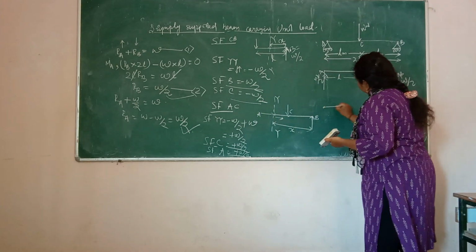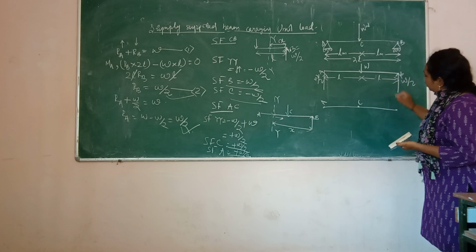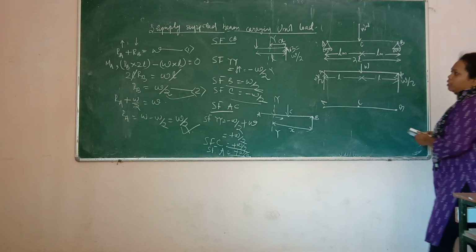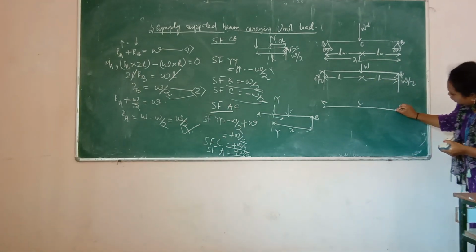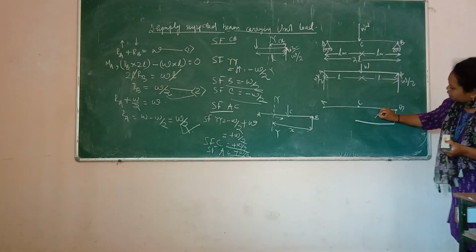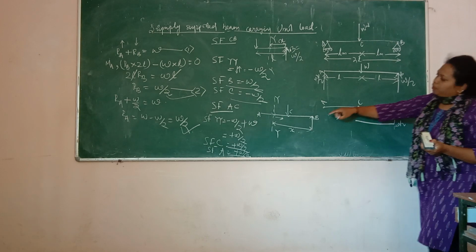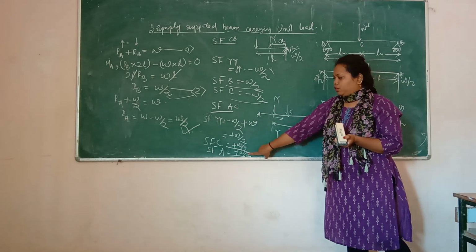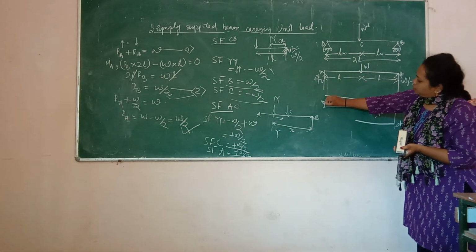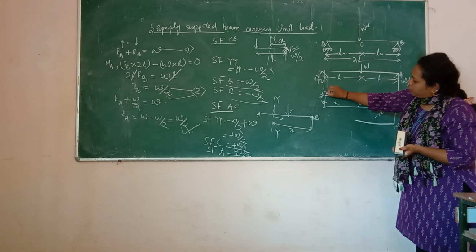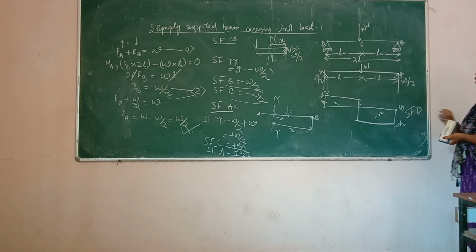Now look at the diagram. This point is A, this point is C, this point is B. So here B is minus W by 2 and C also minus W by 2. This one is negative and value is minus W by 2. And at point C, W by 2, at point A also positive W/2. Now draw a line. This one is positive, value is W/2. Now join this. So this is the shear force diagram.